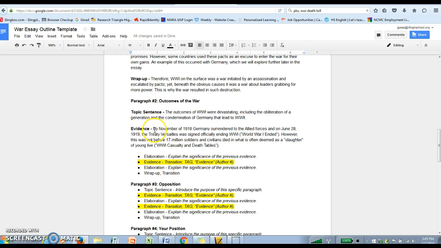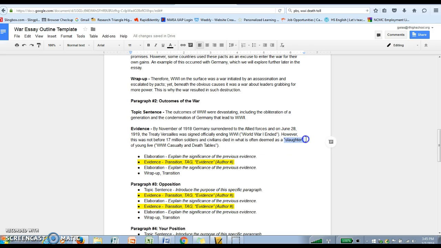And also note that none of this information is in quotations. That means that this information was all paraphrased into my own words. All of it except for one word, which is this word slaughter. The word slaughter specifically came from this source, and it was a word that the author chose to use within their description of World War I.